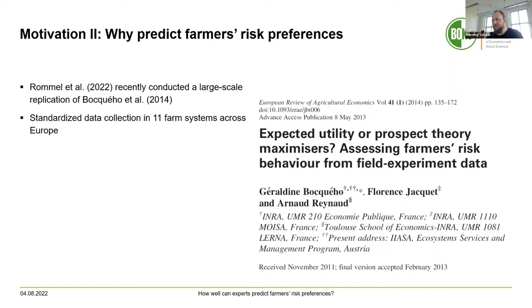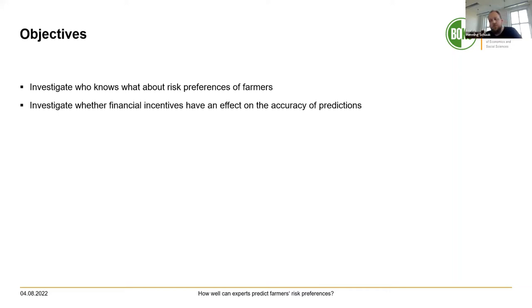Our main objectives were to investigate who knows what about risk preferences of farmers, or more specifically, about experimentally measured risk preferences of farmers. And from a more methodological perspective, we also wanted to investigate whether financial incentives have an effect on the accuracy of predictors. So whether, if we offer incentive compatible payment, this improves the prediction.